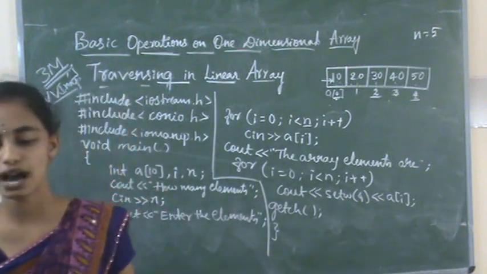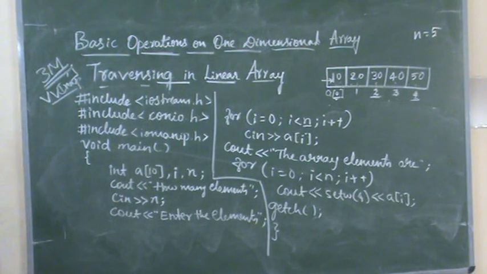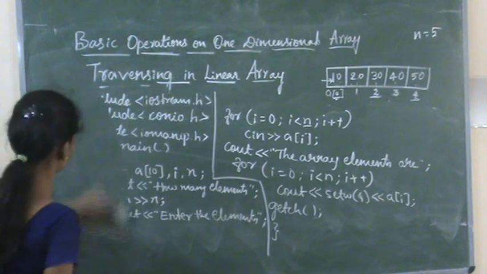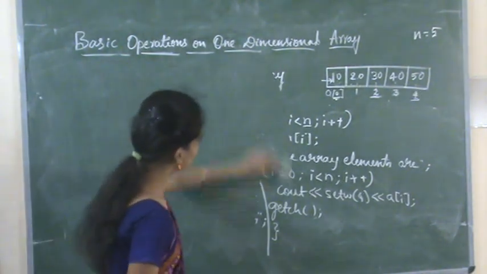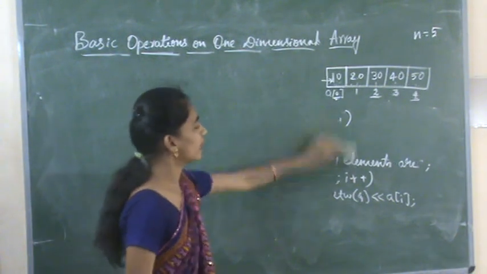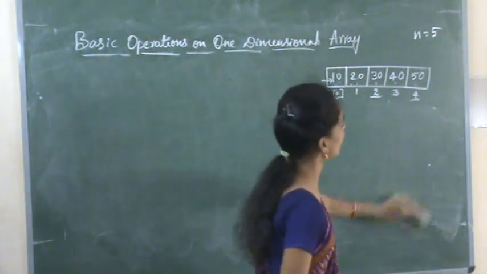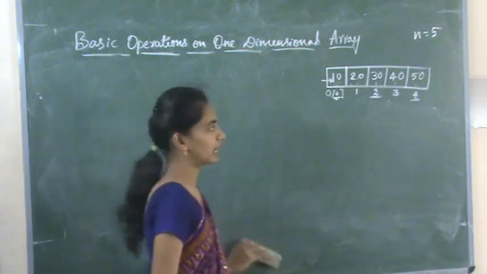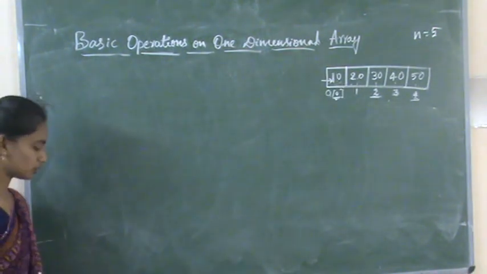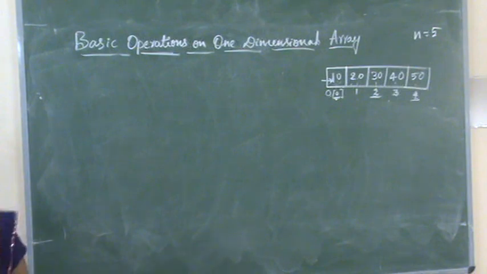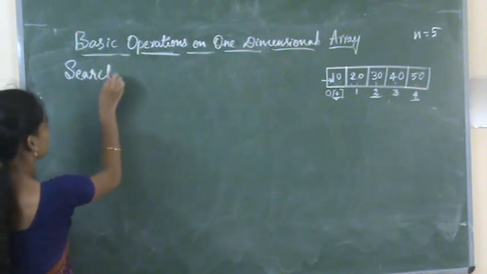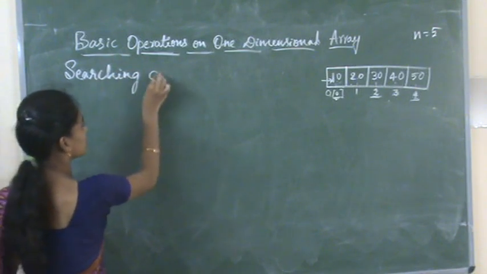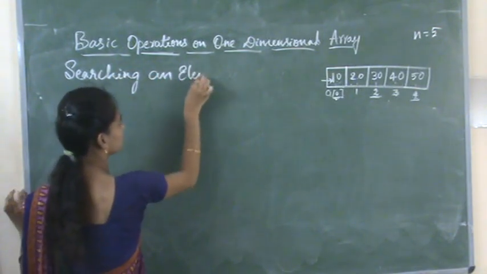So next we have searching, right? The second operation is searching. What is meant by searching? Searching is finding the location of an element in an array, right? To find out at which position a particular element of the array is present, we call it searching an element.